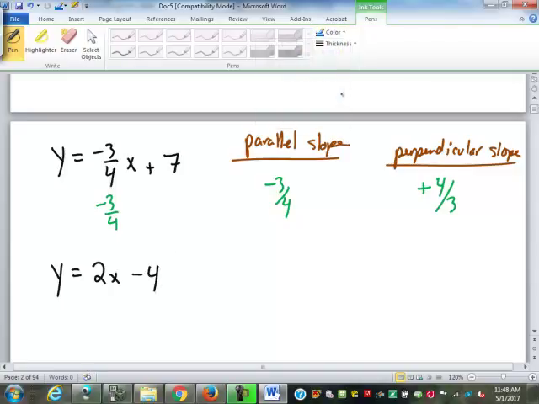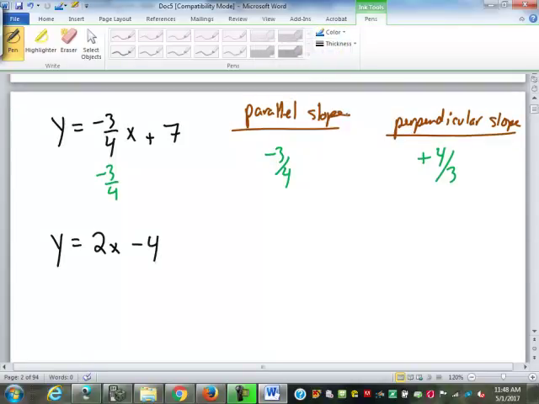So again here, y equals 2x minus 4. The slope of this line is 2, or it can be thought of as 2/1. The slope of a parallel line is going to be the same slope, just 2. The slope of a line perpendicular to it is going to be the opposite. So since this one's positive, this one's going to be negative. 2/1, the reciprocal is going to be 1/2. So negative 1/2.